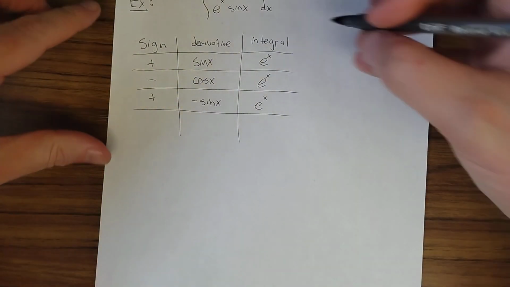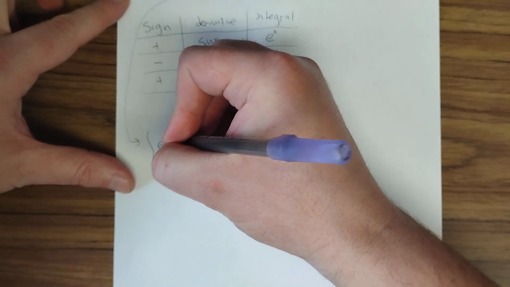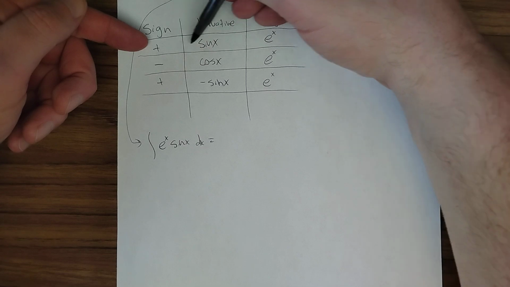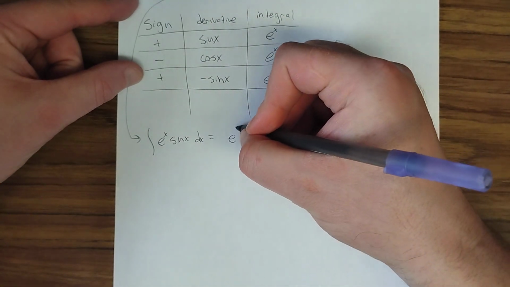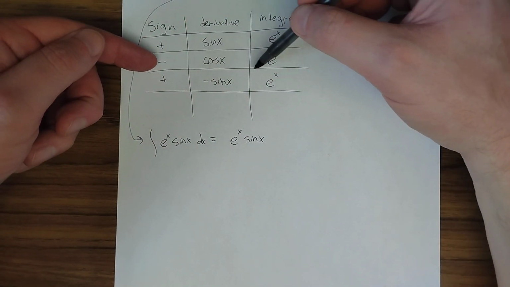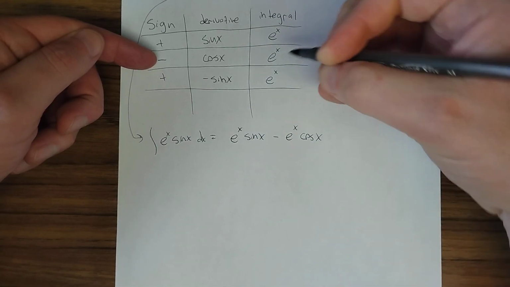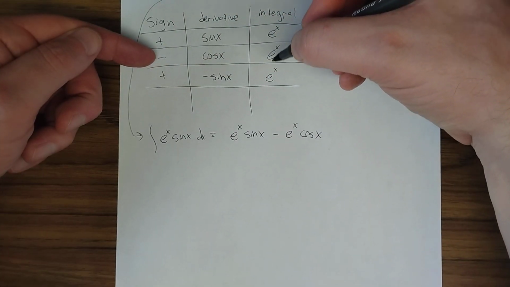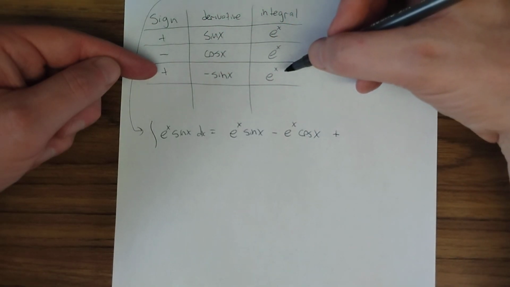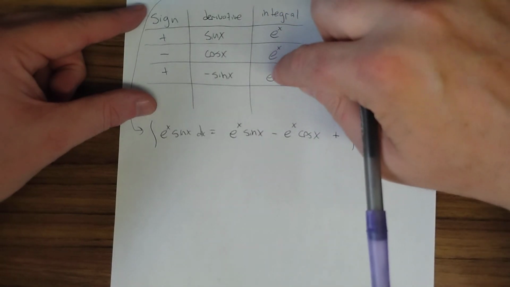Okay, so what does this turn into? Well, I go across and down, so there's going to be an e to the x sine x. Then there's going to be a minus e to the x cosine x, because I'm going like this, and then a plus. Now I'm on my last row, so I just go straight across, and it's an integral of this times this.